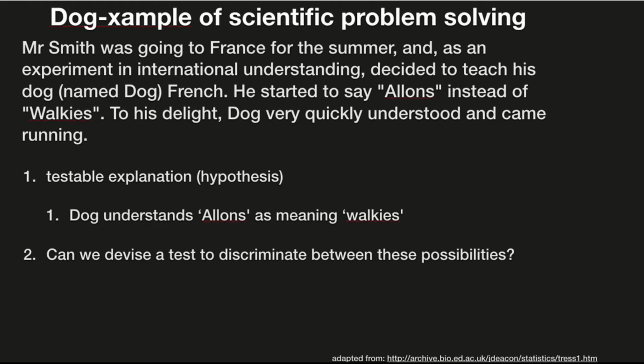And so if you were to do these 3 or 4 different ways of ruling out alternative explanations, if you still saw that the dog responded to Allons, it might actually give you support for your explanation that the dog is understanding that that French word is synonymous with walk. What it does not tell you is how far you can extrapolate that explanation. So we very thoroughly tested that the dog named Dog understands Allons means walk, but can we extend that to all dogs?